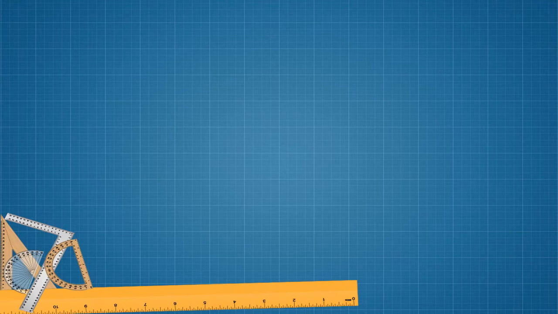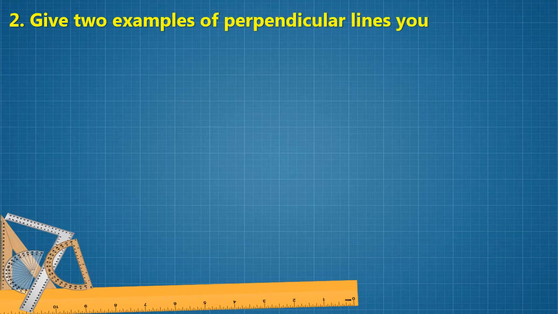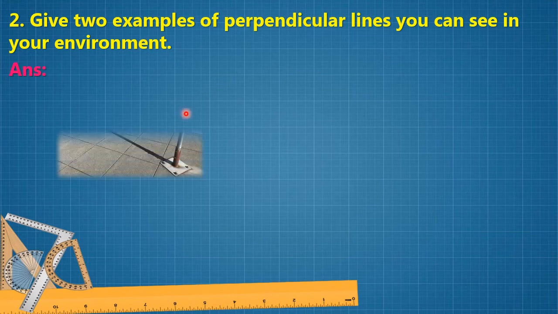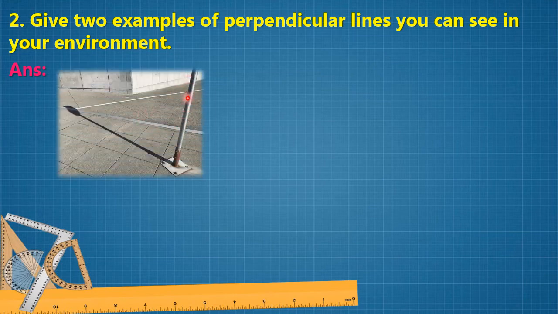Next question is, give two examples of perpendicular lines you can see in your environment. So again, you will get many examples of perpendicular lines around you. So here in the first picture, I have shown a pole and its shadow. So you can see the pole and its shadow make an angle of 90° with each other. So we can say the pole and its shadow are perpendicular to each other.